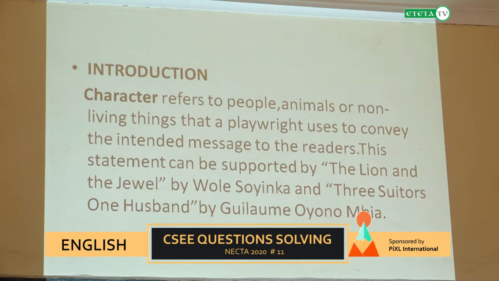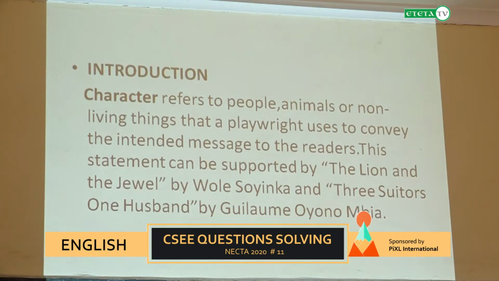Still in the introductory part, after defining the key term, you need to show the list of the important readings that you are going to use in answering this question. You have to show which book or books you are going to use. That's why they are stated in the introductory part. For this question, I'm going to use "The Lion and the Jewel", which is written by Soyinka, and another book, "Three Suitors, One Husband", which is written by Olympia.